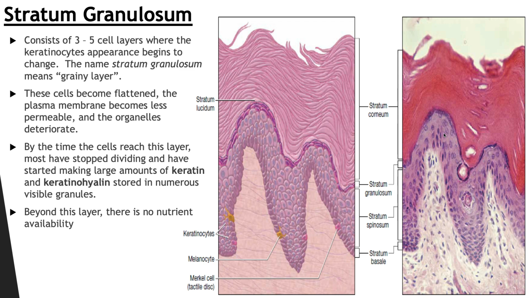So by the time the cells reach this layer, they've stopped dividing and they've started making large amounts of keratin, and they're stored in numerous visible granules. You can see in the stratum granulosum how it's a very thick band here, and that's produced from the keratin that's in there. Beyond this layer, there is no nutrient availability, so that's why you have a bunch of dead skin cells at the top there.